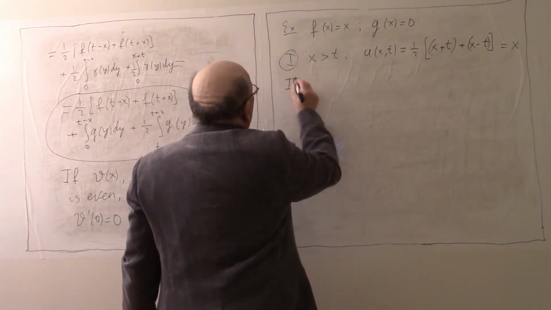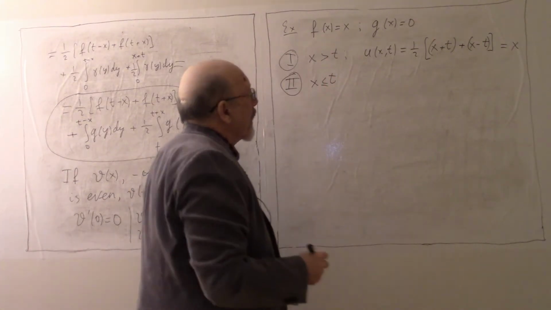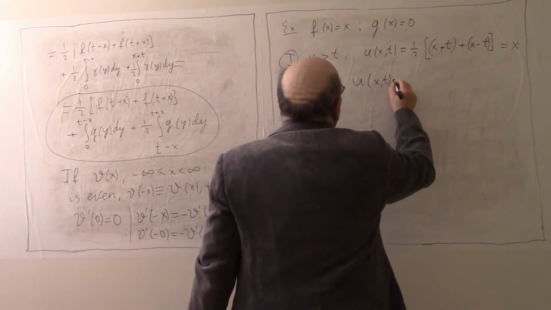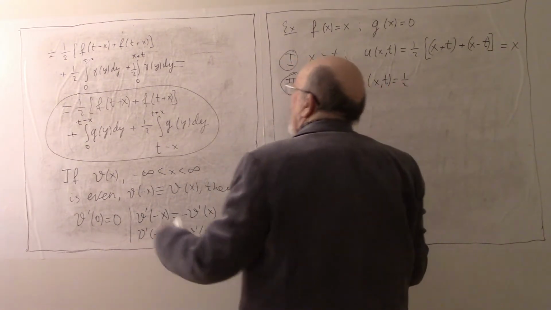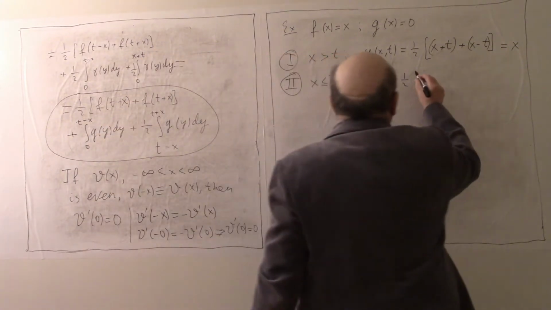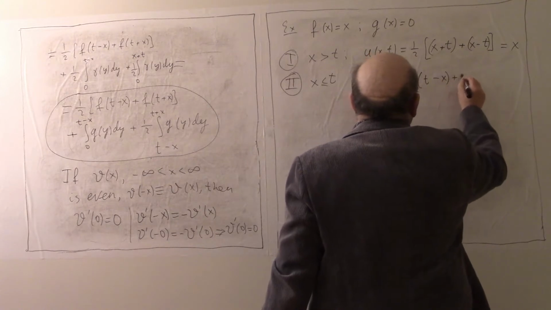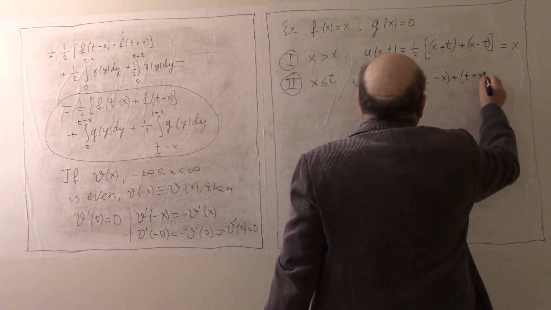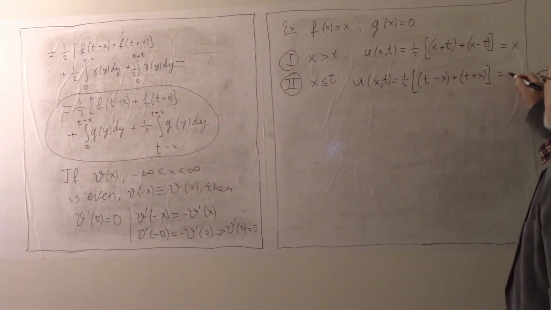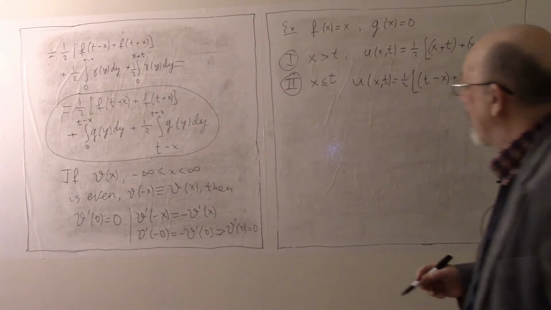In the second domain, x less than or equal to t, u of x,t equals 1/2 f of t minus x, plus f of t plus x, which is t minus x plus t plus x, equals t. Yeah?